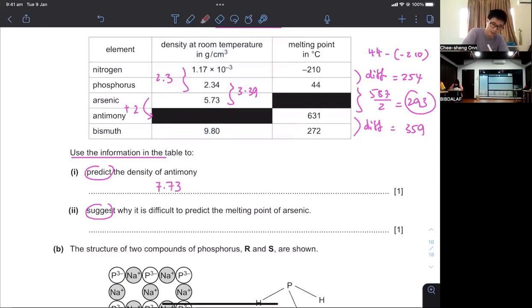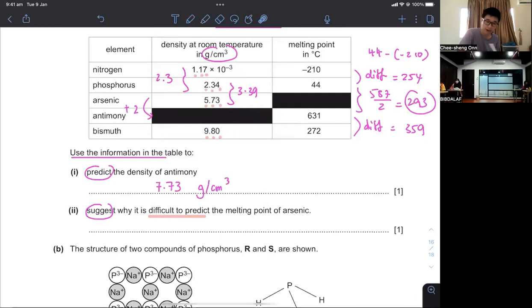But if you look at the numbers, I don't really want to put 7.7. It doesn't quite make sense. Okay. Now I have the unit, gram per cm cube, so I can write down the unit. For the value, suggest why it is difficult to predict. Okay, I get the question now. How come the density we can predict? Increase, increase, increase. All right.